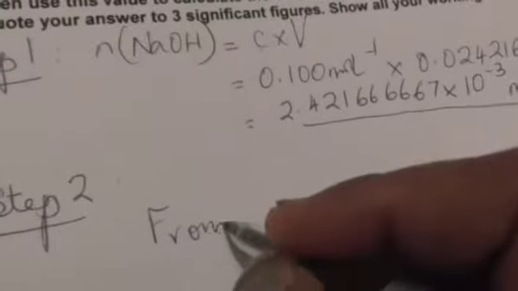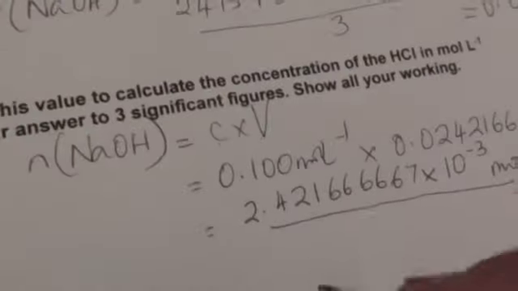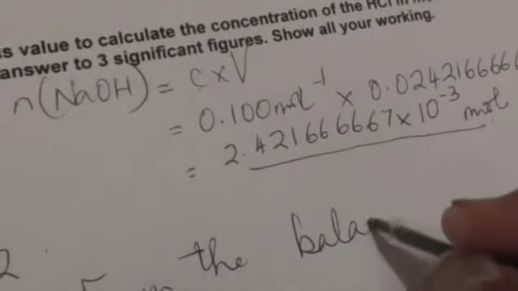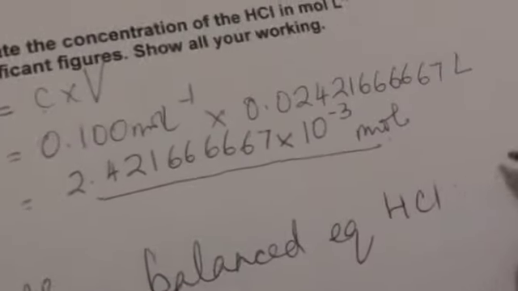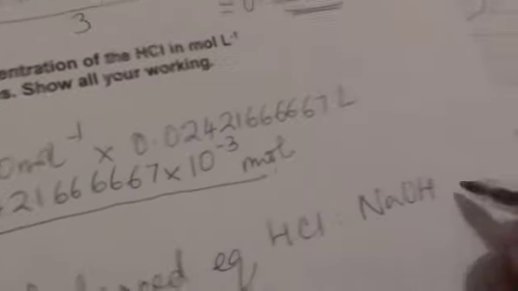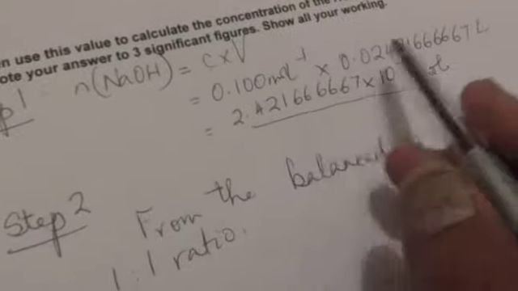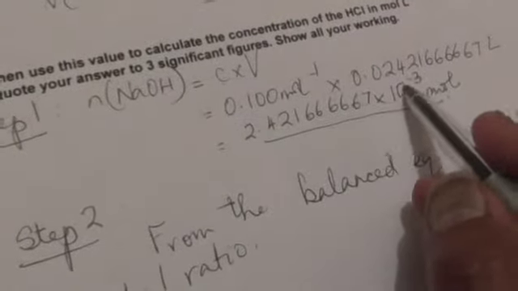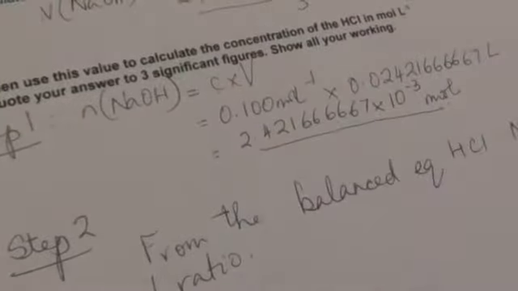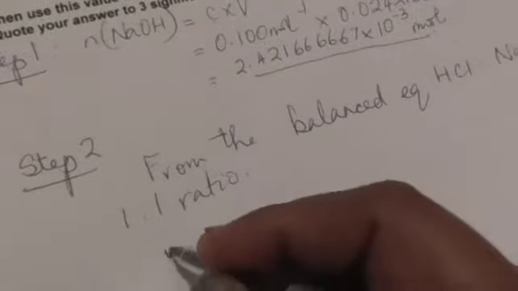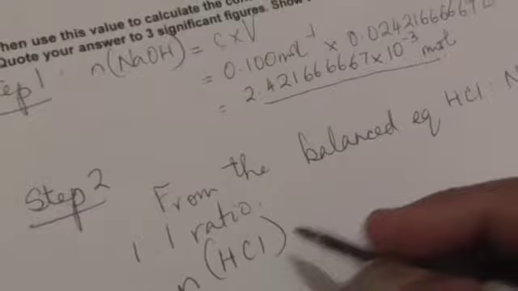So I'll say from the balanced equation, HCl is to sodium hydroxide in 1:1 ratio. Alright, so what if you don't have 1 mole? You have much less than 1 mole because it's 10 to the power of -3. So that means if this is the number of moles of sodium hydroxide, it's also going to be the number of moles of HCl. So now I know that n of hydrochloric acid, because they're exactly the same.